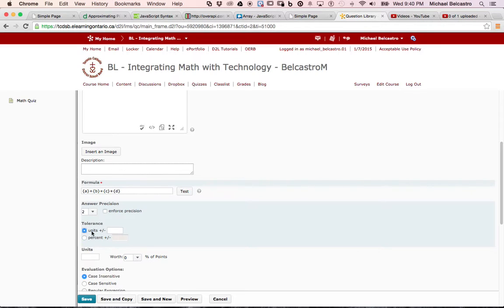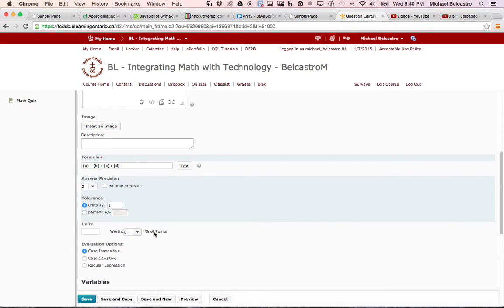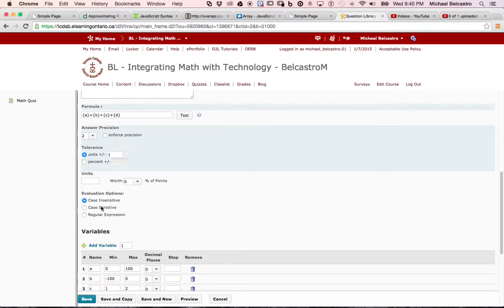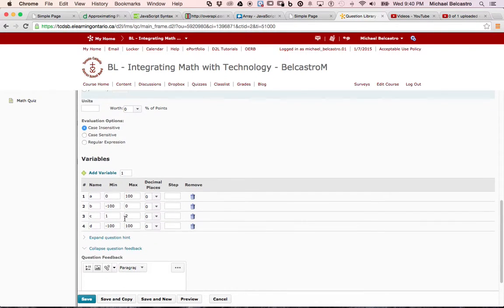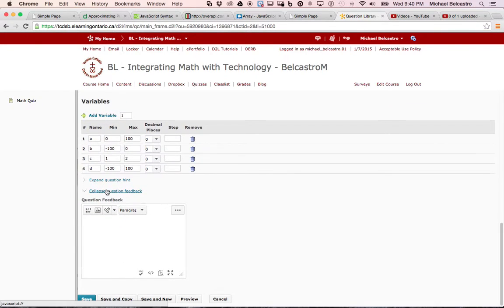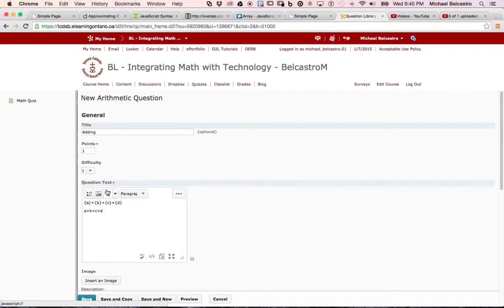I tend to play with units, and I'll say 1, even though there's really no need in this adding integer question, okay? Case insensitive usually helps, okay? And we can give question feedback. I'm not going to. So what I'm going to do now is I'm going to get a preview. So let's preview our question.